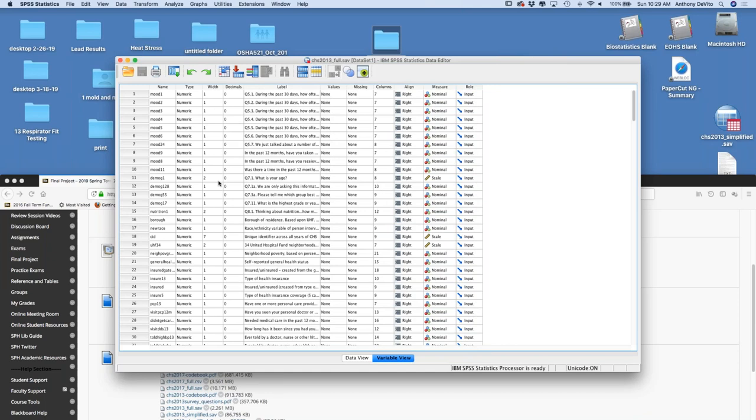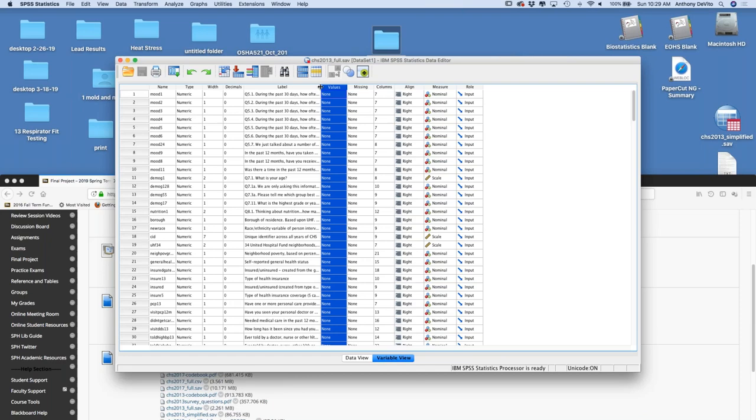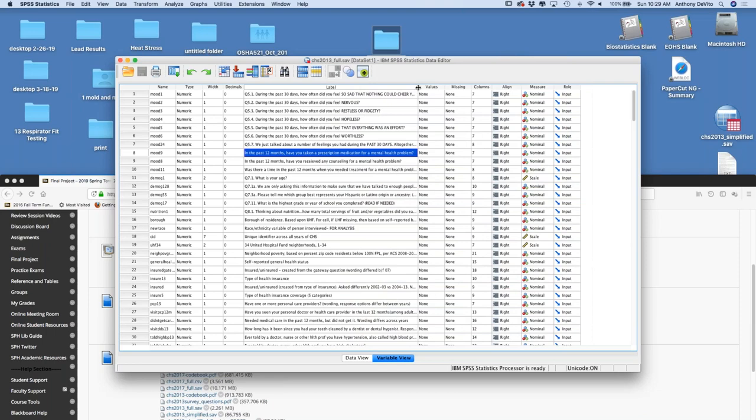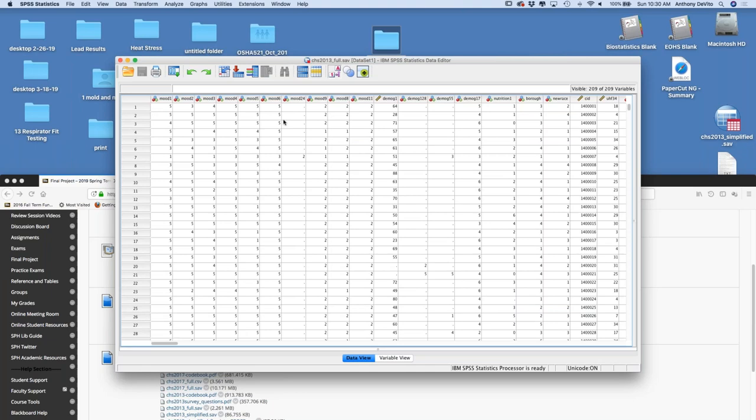Now, the other thing I notice is that a lot of these others are nominal variables. They have values. I can grab this just like Excel and spread it out. For instance: in the past 12 months, have you taken a prescription medication for mental health problem? Let's take a look at MOOD9. MOOD9 is numbers, it's 2, 1. So how do we know what those numbers mean?